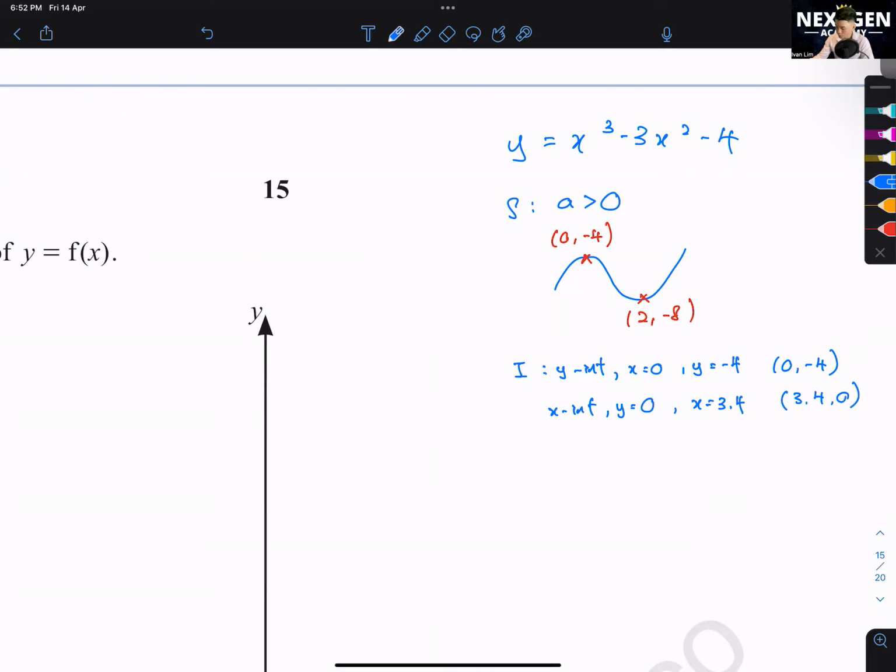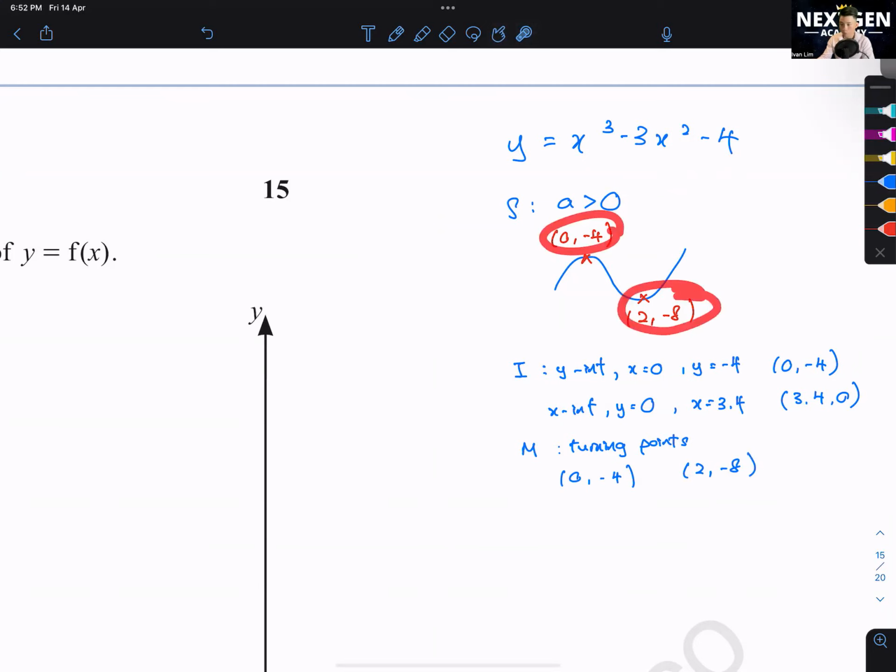Okay, then what else? M normally will be our maximum and minimum points, which are our turning points, which we already found. So we always have to consider all of this SIM: the shape, the intercepts, then your turning points, which are your maximum and minimum points. This was calculated in the previous question and also put over here already.